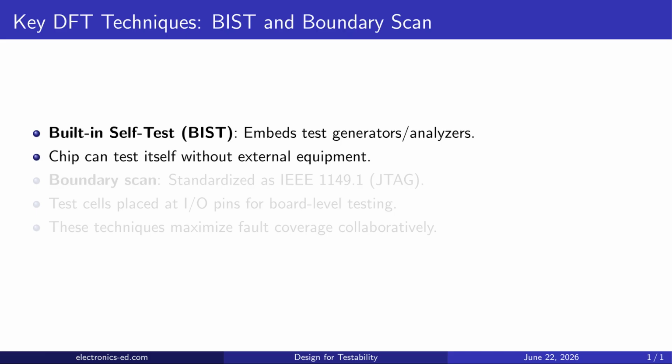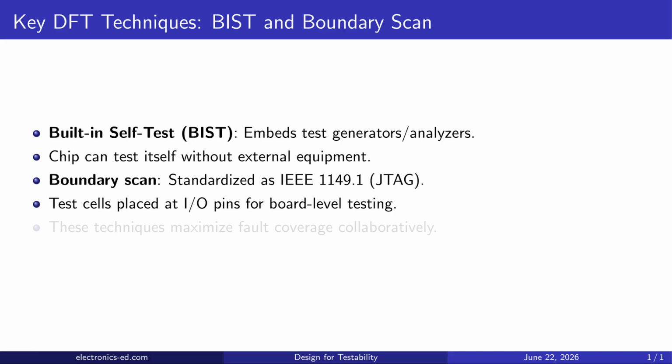external test gear. Boundary scan is standardized as IEEE 1149.1, also known as JTAG. We place test cells at the I/O pins to enable board-level testing. Together, these techniques help us achieve high fault coverage.